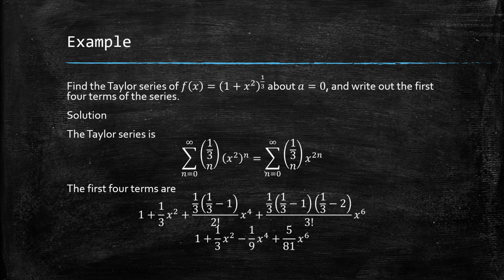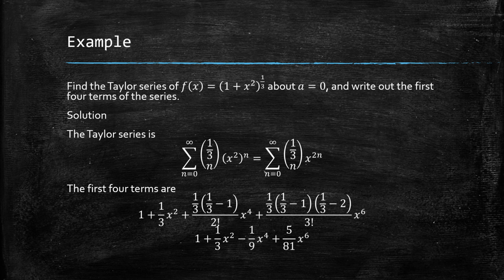So the first 4 terms of the series would be 1 plus 1/3 x squared plus 1/3 times 1/3 minus 1 over 2 factorial times x to the fourth. Because remember, it's x squared to the first, and the next term would be x squared to the second, then x squared to the third. That's how we're getting the powers of x. So the last of the 4 terms would be 1/3 times 1/3 minus 1 times 1/3 minus 2 all over 3 factorial times x to the sixth. Simplifying that, that would give you 1 plus 1/3 x squared minus 1/9 x to the fourth plus 5 over 81 x to the sixth.